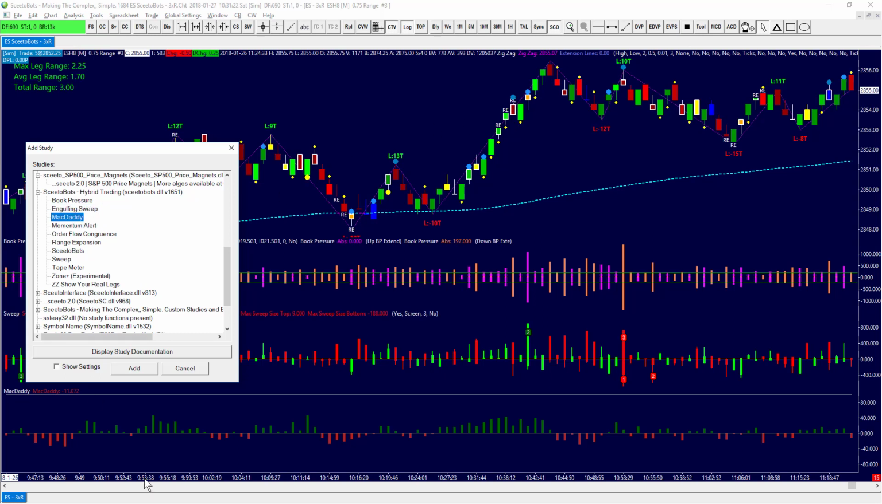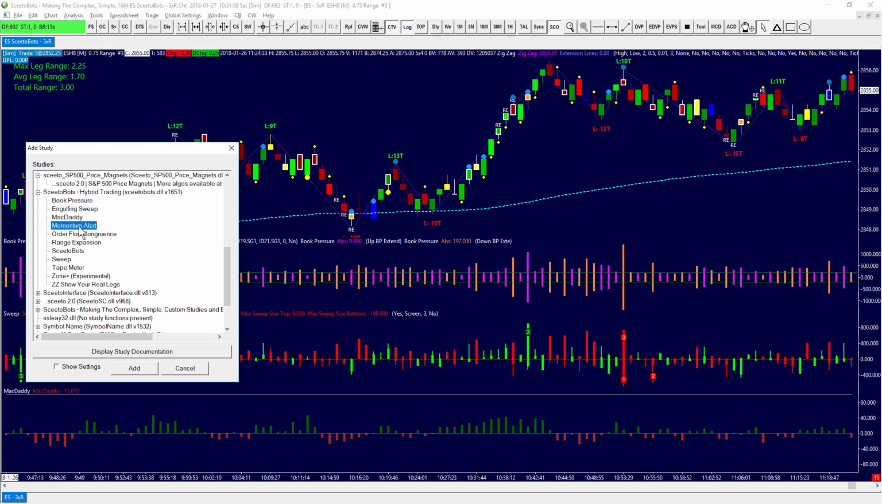We have MacDaddy, which is down here. That's the green and red histogram. And MacDaddy looks at the rate of change of order flow in the order book. So is demand-based order flow coming in, and is it increasing, coming in at a faster rate, or is it coming in but it's slowing down? And what we want to see in the beginning of the moves, we'd like to see an increase of rate of change of demand-based order flow for long moves, and then it'll tend to decrease at the end of the move. And these are tells whether the move is strong or not.